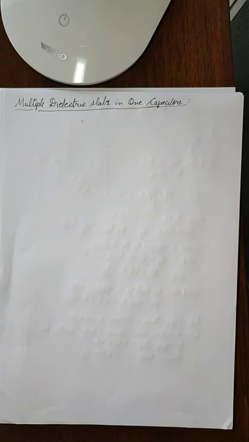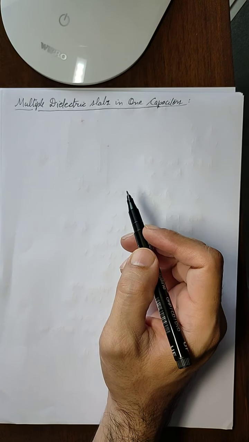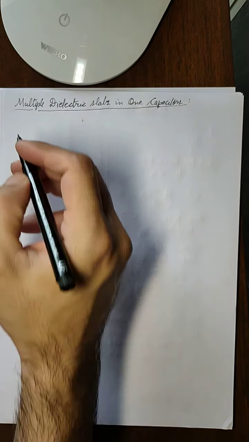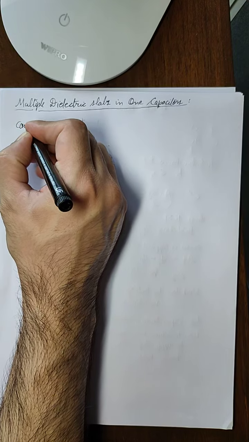In this video, we'll study what happens when we insert multiple dielectric slabs in one capacitor. In the previous video, we talked about one dielectric slab which completely filled the gap between the plates. What if there are more than one dielectric slabs? To fill the capacitor with multiple dielectric slabs, there are actually two different cases, so we'll discuss it case by case.